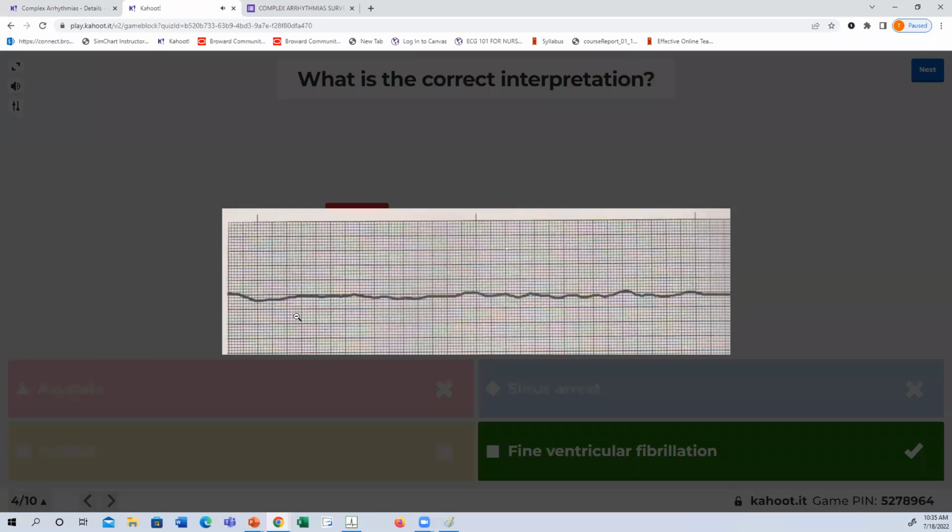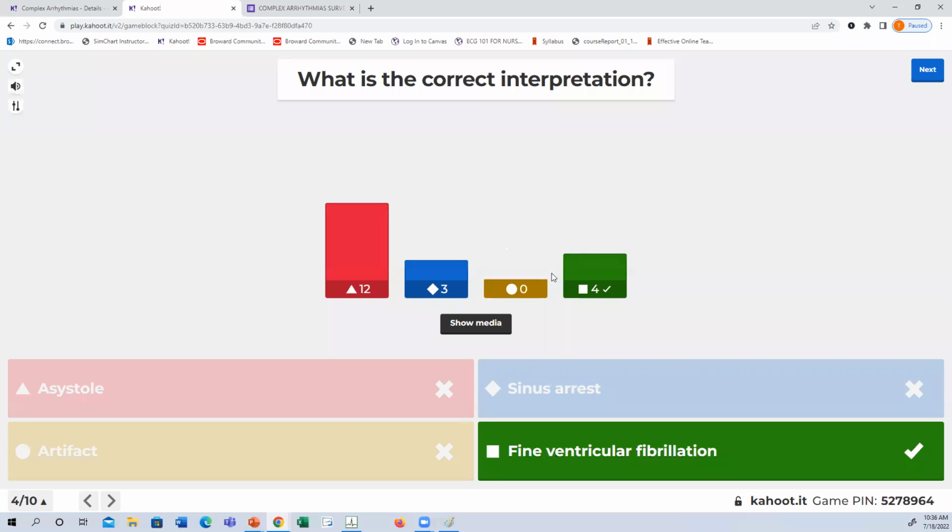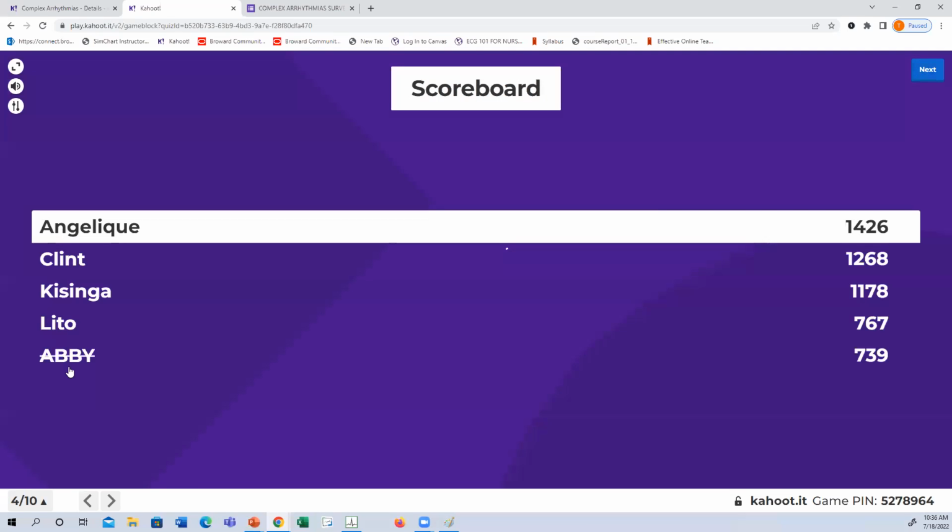Okay, so we see an even baseline, and we cannot identify any complexes at all. This is a characteristic of ventricular fibrillation. There are two types of ventricular fibrillation, one that is going to be coarse, and the other one is going to be fine. This is a fine ventricular fibrillation. And so let's see who won. Clint came back, Kisinga, Angelique, April, and Lito.